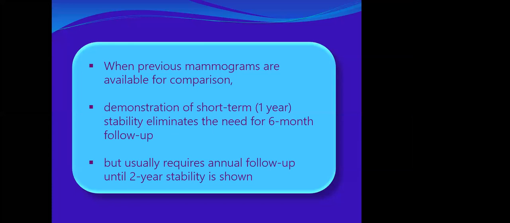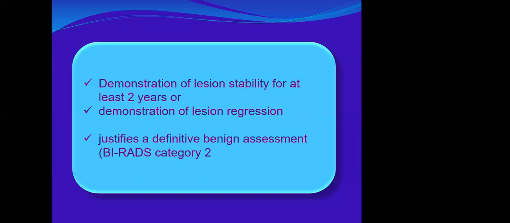Okay, we said if we have previous mammography and the lesion is stable for 1 year, no need to do 6 months follow-up. We are going to do 1 year, okay? And 2 years of stability is required to say this lesion is a benign finding. Also, demonstration of lesion stability for at least 2 years or demonstration of lesion regression justifies a definite benign assessment by BI-RADS 2.